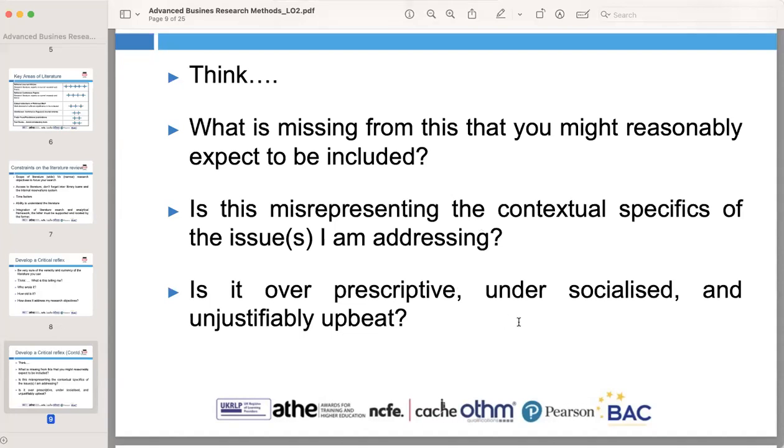Is it over-prescriptive, under-socialized, and unjustifiably upbeat? So as critical thinkers, we should be cautious of information or arguments that are over-prescriptive, lacking social awareness, or excessively optimistic without sufficient justification. This is especially important when dealing with complex social issues or decision making processes.